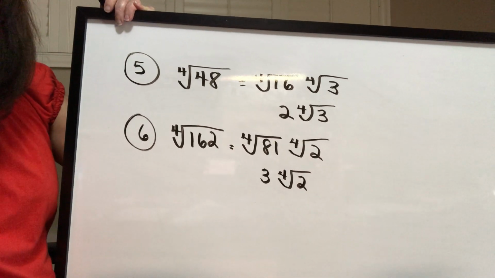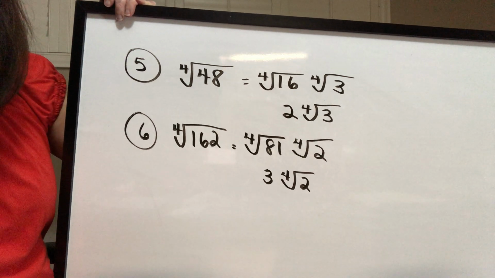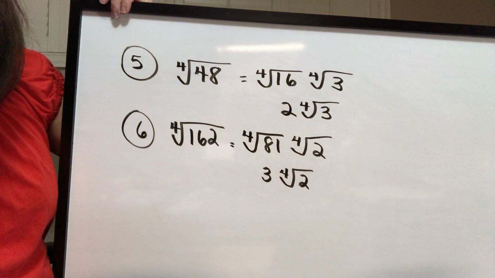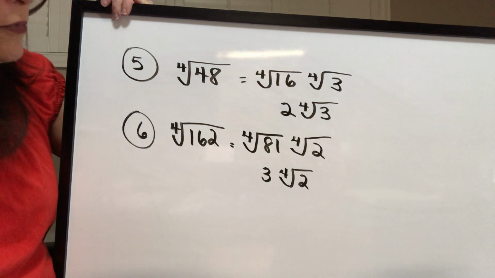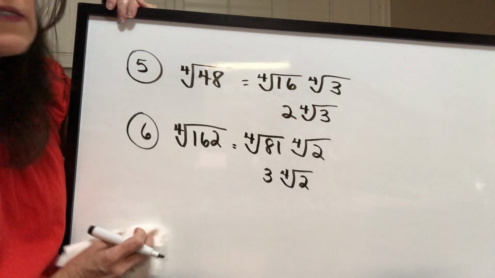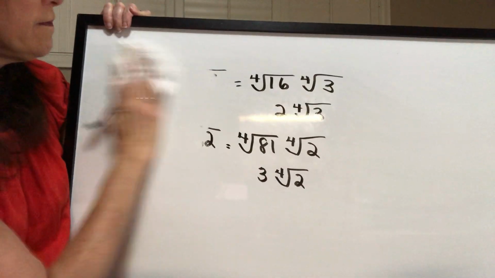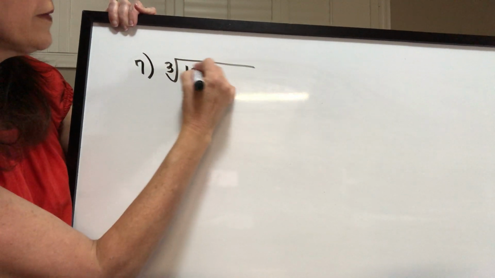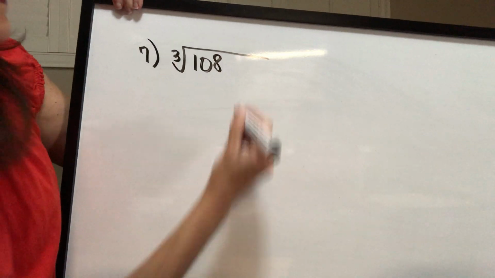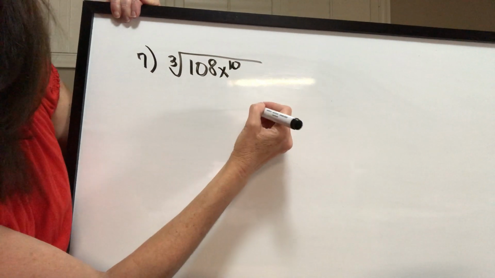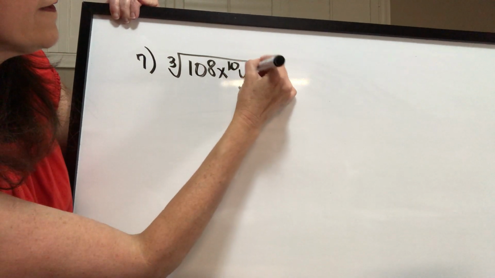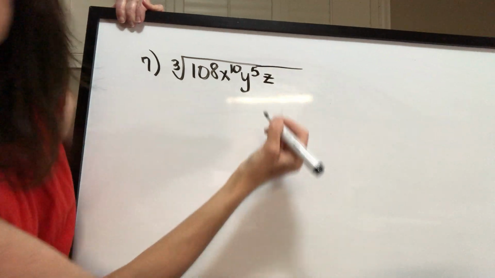Okay, so those are the basics. You'll notice that in the next 4 problems, there are variables inside of the radical as well as numbers. So we're going to tackle those next. So on to 7 through 10. So 7, we have the cube root of 108, x to the 10th, y to the 5th, and z to the 6th.